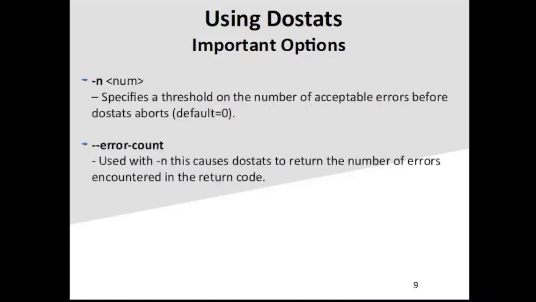Okay. Dash N followed by a number tells Dostats not to quit if it encounters an error doing the update statistics, but only if the number of errors it's encountered exceeds that threshold that you specify with dash N. Okay. If you also specify dash error dash count, Dostats will return the number of errors in the return code, assuming it fits in the eight bits that come back with the error code, so that you can kind of script and report how many errors you got, at least under certain circumstances.